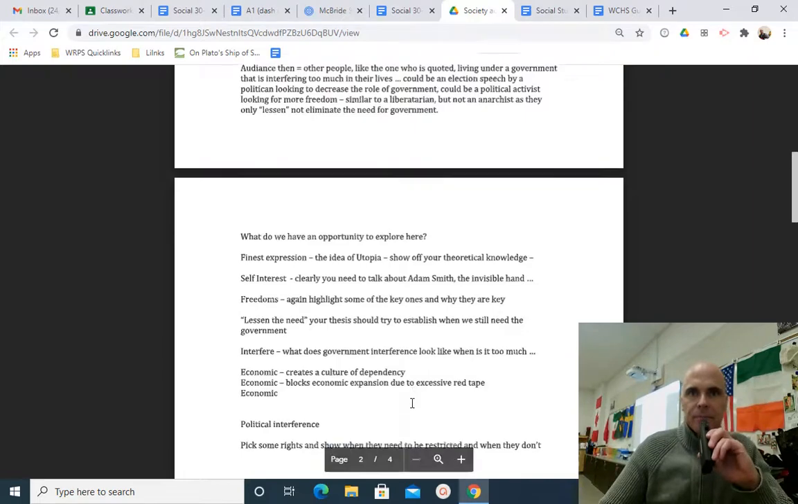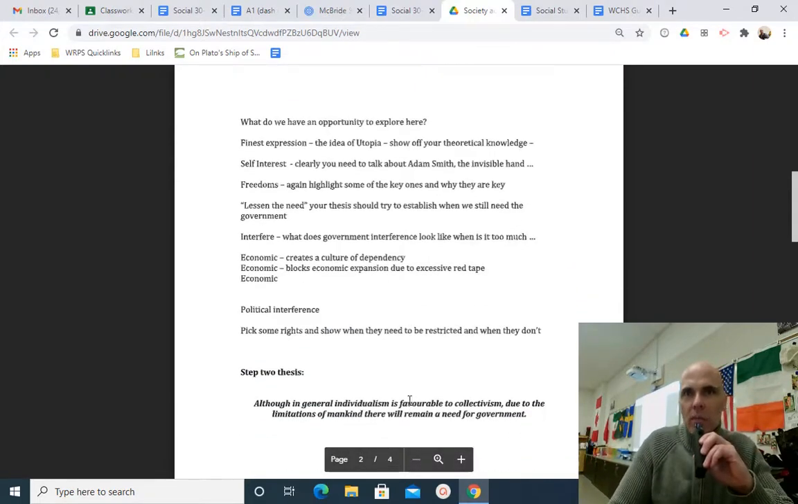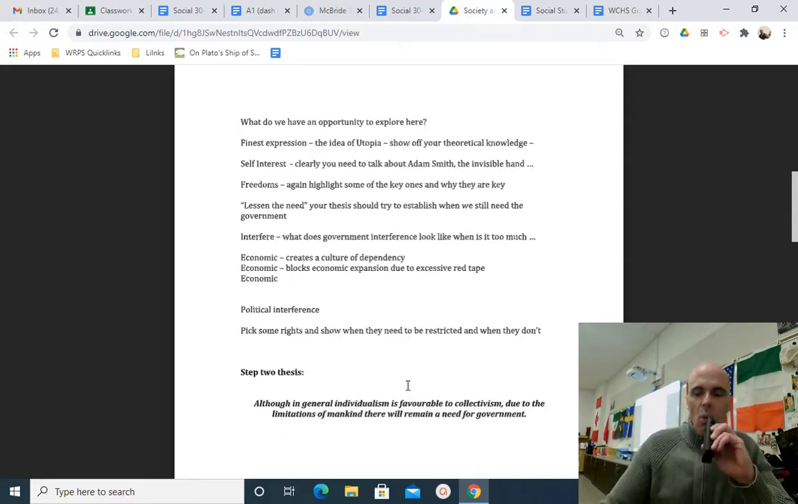So, interfere, what does government interference look like? You're going to need to establish that. What does too much government interference look like? Maybe economically, culture dependency. We can talk about things like that. Political interference, pick some rights and show when they need to be restricted and when they don't. When does the individual right to privacy need to be restricted? Under what circumstances? A hypothetical or maybe even a historical or contemporary case study that shows we normally have this freedom, but under these circumstances, create a crisis. Under these circumstances, the freedom must be restricted, but also establish how by removing that freedom, something is lost between the relationship between government and governed.